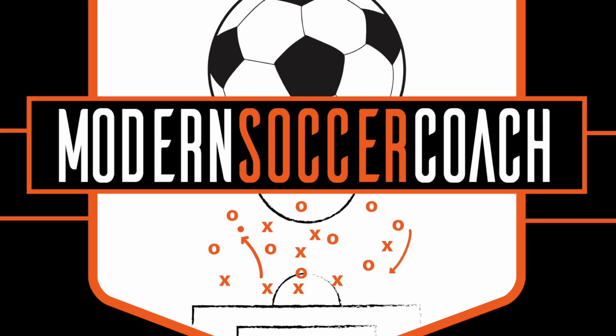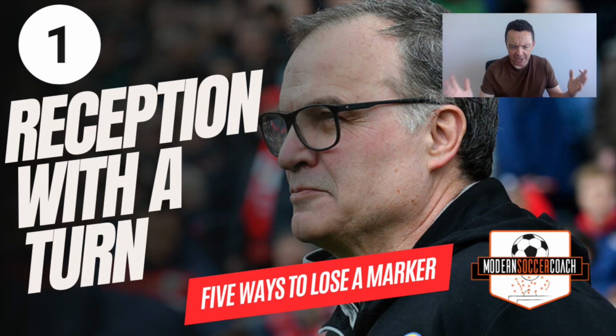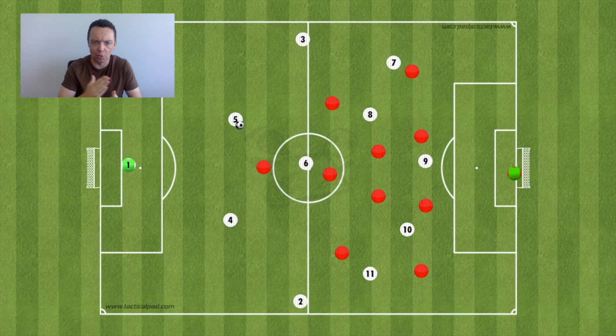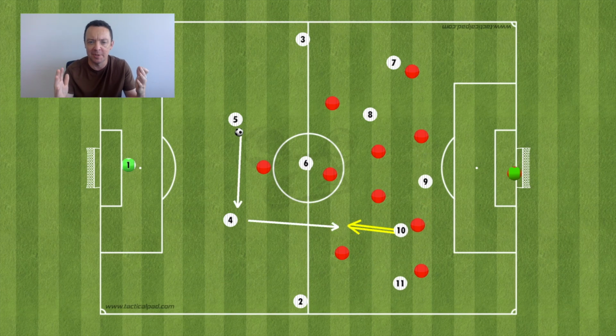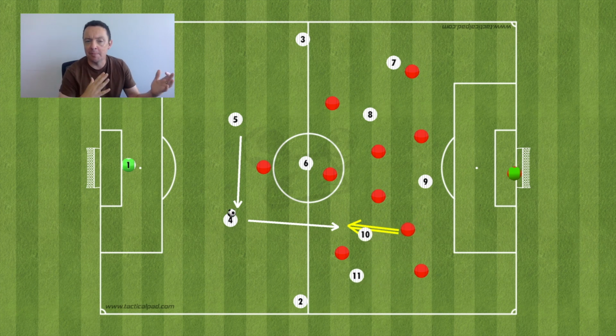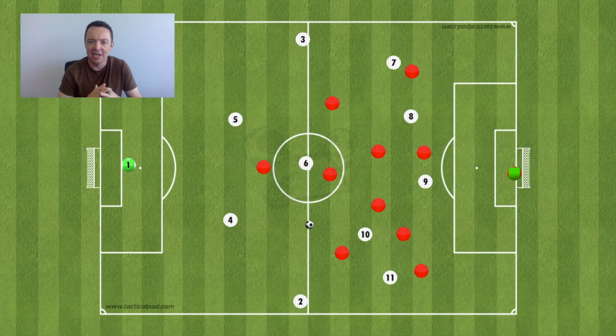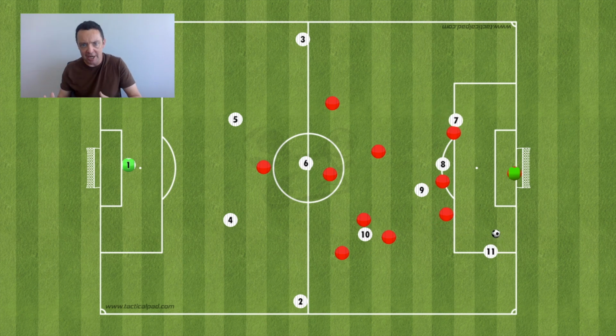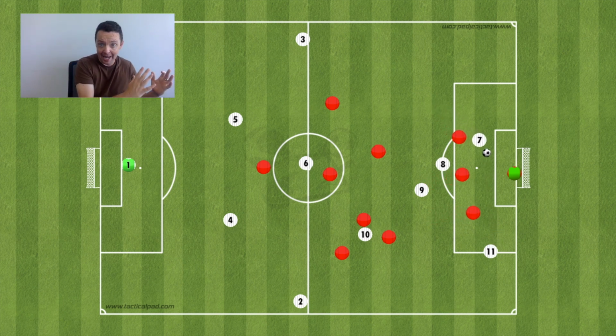Here we go. So the first way is what Marcelo Bielsa called reception with a turn or already oriented. This is where an attacker checks towards the ball, receives, controls on the half turn, and then is in a position to play forward. It can be a straight or a diagonal pass. As Bielsa said, it's in front of the game, moving from line to line. So in this respect, he means dropping in between the lines or starting behind a line and dropping in front of a line, but receiving the ball with an opportunity to play forward.